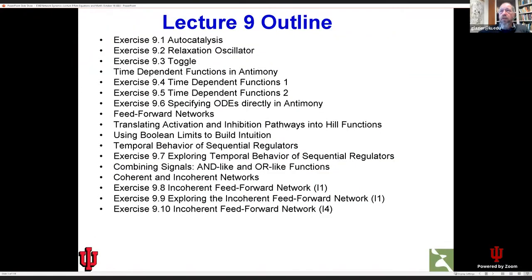So I want to go through three of the homework problems. We talked a little bit about the first one the other day. And then I want to just mention time-dependent functions in Antimony. We'll do maybe one or two quick exercises with those, specifying ODEs in Antimony. People may have already done this, but I'll remind people quickly. And then we'll jump into feed-forward networks.